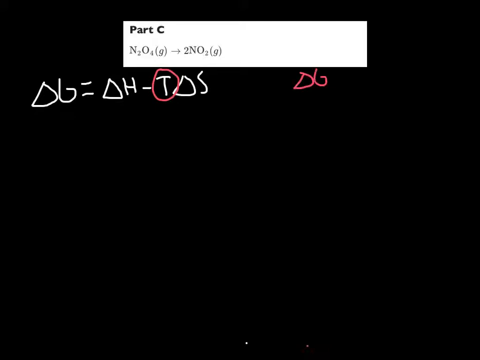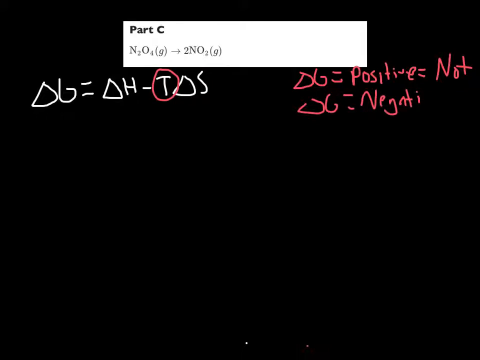This next part wants us to solve for the delta G. We know from previous videos that delta G equals delta H minus T times delta S. Just by looking at this formula, we know that temperature has an effect. Let me just rewrite that. And we remember that delta G positive means not spontaneous, and delta G negative means spontaneous. So let's plug the values in.